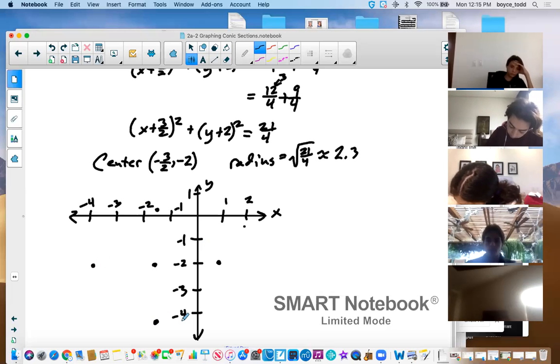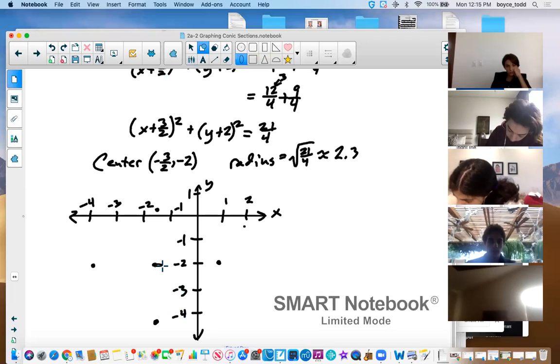Now you can just draw a circle from this. When you're doing it for the test, that's what you'll have to do. I'm going to try to draw a circle outward. Well, that's not the circle tool, that's ellipse. Hold on one second. Let's see if this works.